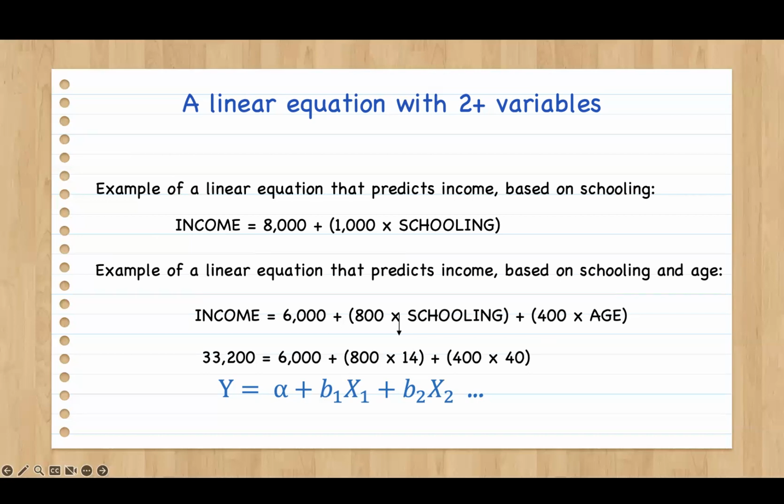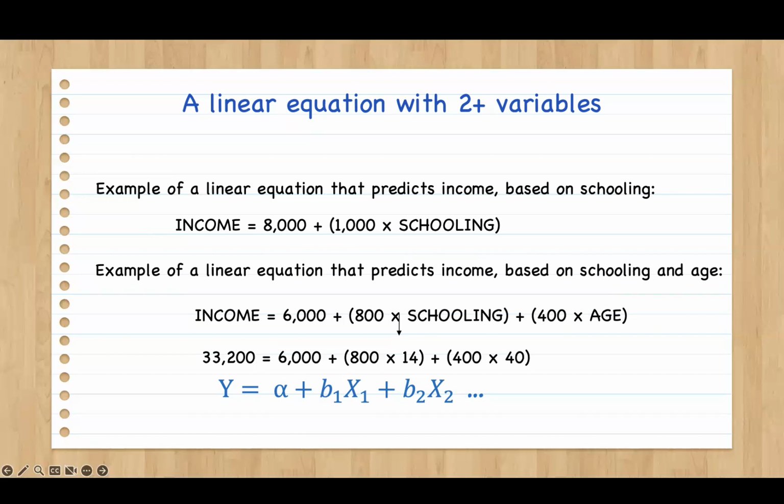The intercept and coefficient of schooling have changed by adding one more variable, age. This equation tells us that income goes up by $400 for each additional year of age. It also goes up by $800 for each additional year of schooling.